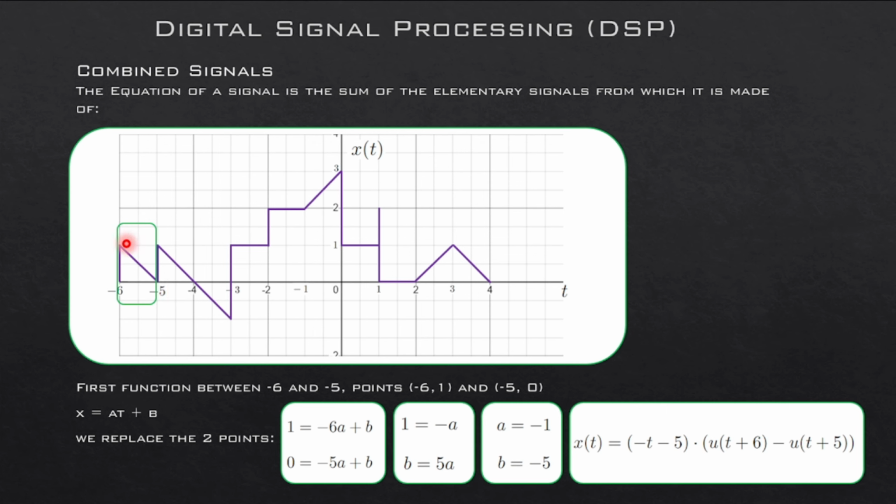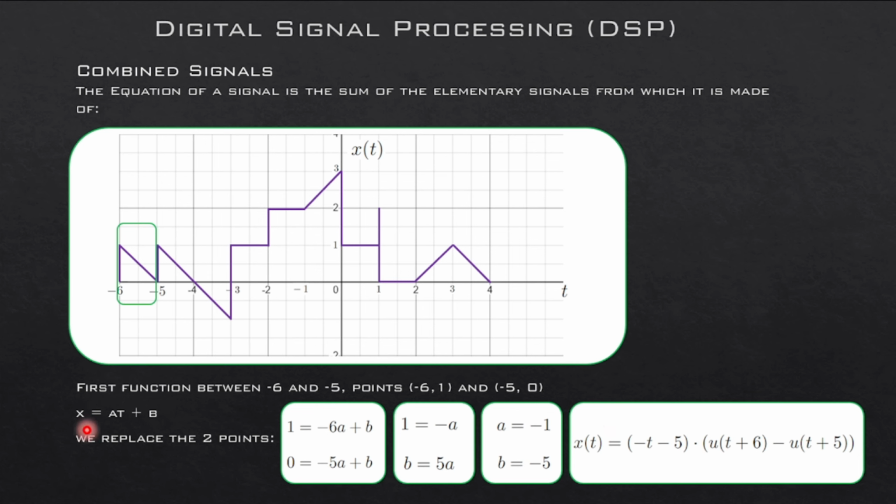The coordinates of these 2 points are respectively -6, 1, correct? That's the first point. And the second point, which is here to the right, down below, is -5, 0, correct? Because on the y-axis, or x(t) axis, that's 0. But on the t-axis, which is the x-axis usually, it is -5. So, -6, 1 and -5, 0.